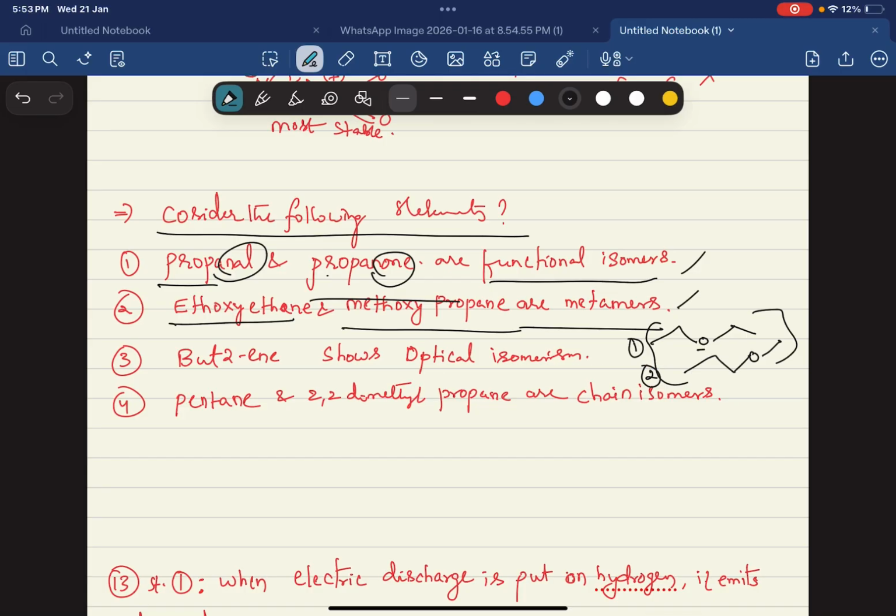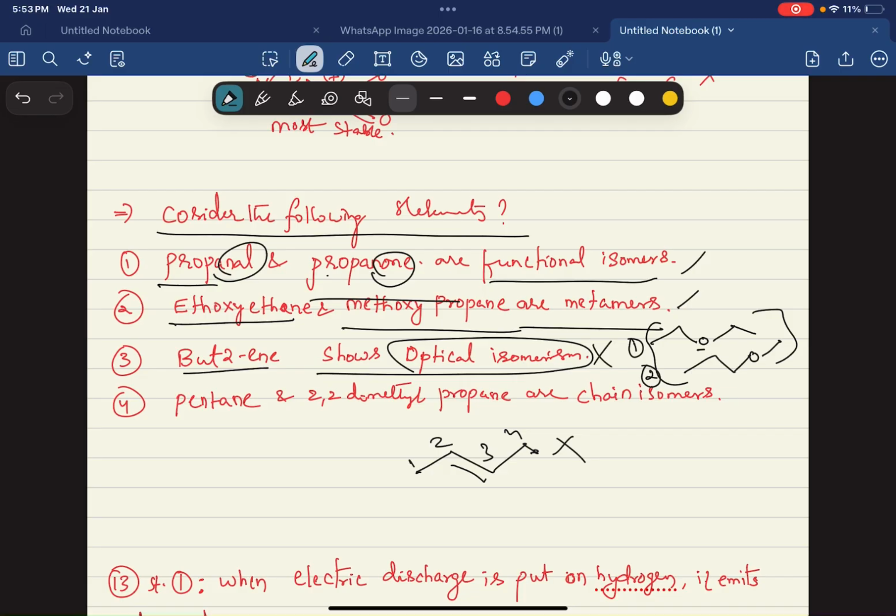So coming to the next one, butene shows optical isomerism. So it's a wrong statement, right? Butene is this one, 1, 2, 3, 4, butene. It is not having a chiral carbon. It will show geometrical isomerism, not optical isomerism, which is wrong.